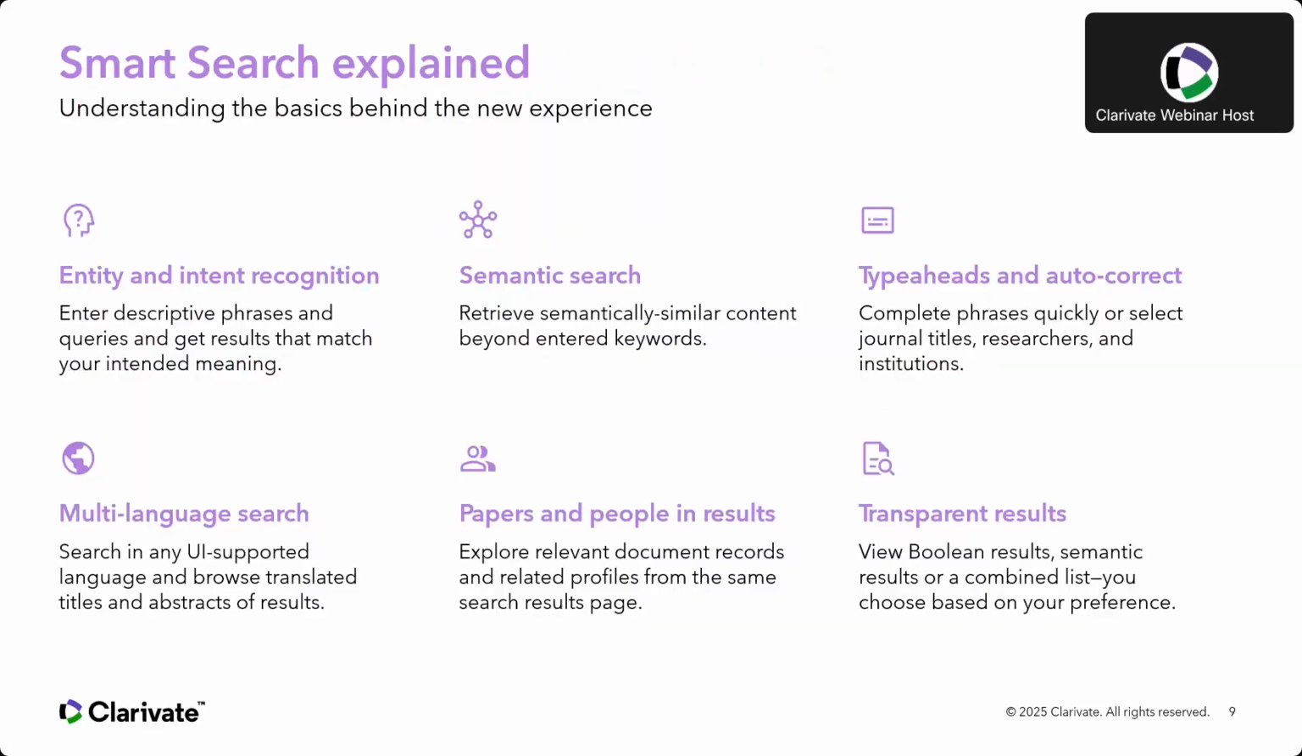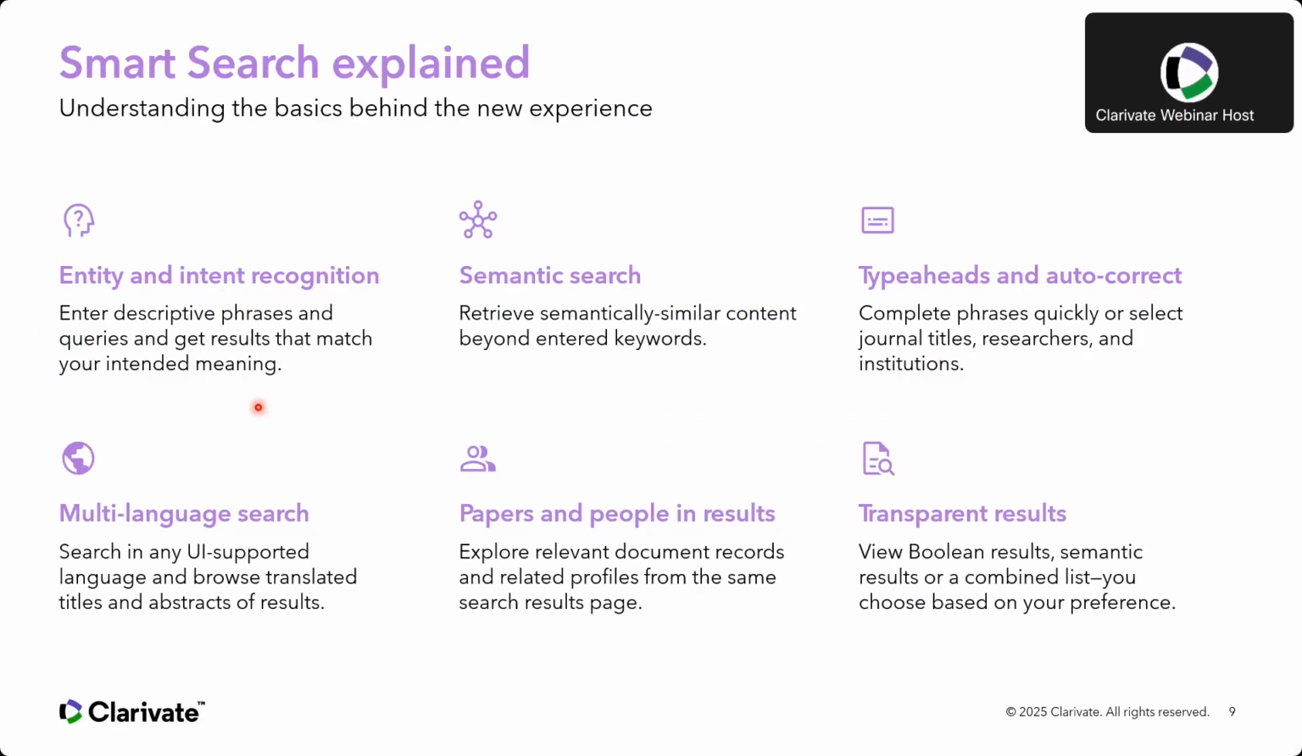Yeah, so I want to explain the smart search here very quickly. I want to explain the basics behind this experience. As I mentioned, you'll have the entity recognition. So if you say University of, and you start writing the name of the institution, you'll have that recognition.